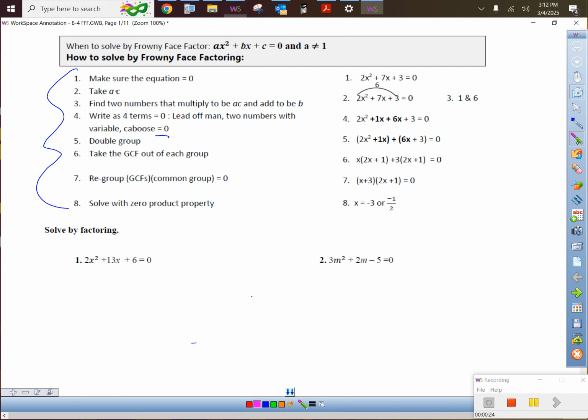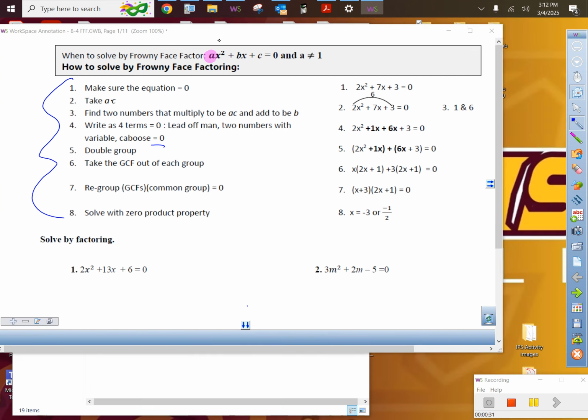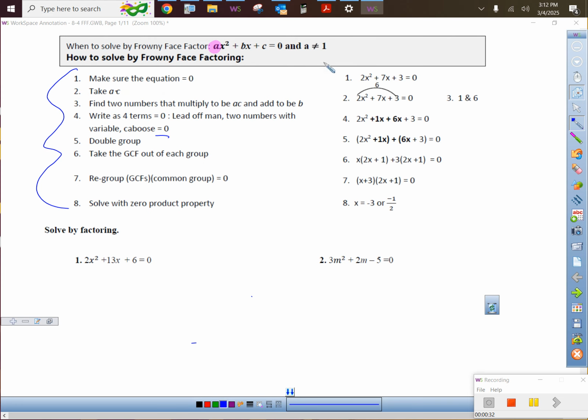So what is Frowny Face Factoring and when to do it? It's just like easy factoring, but very different because the A value will not be 1 in this case. So here's what we got. We got to make sure this guy is ready to run. That's got to be equal 0.